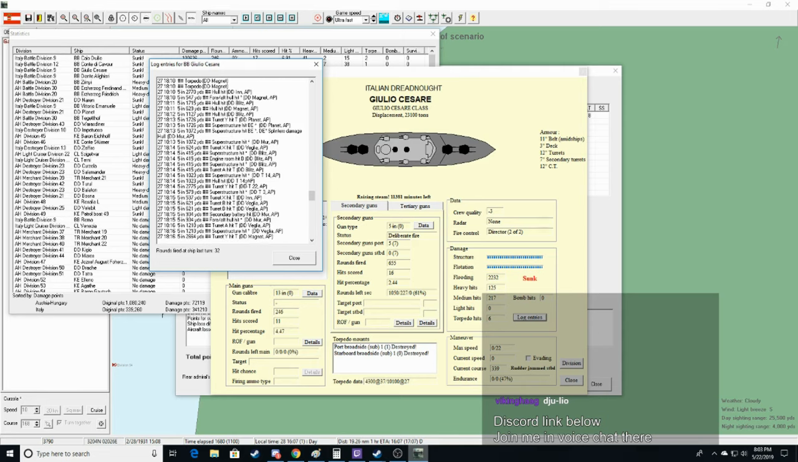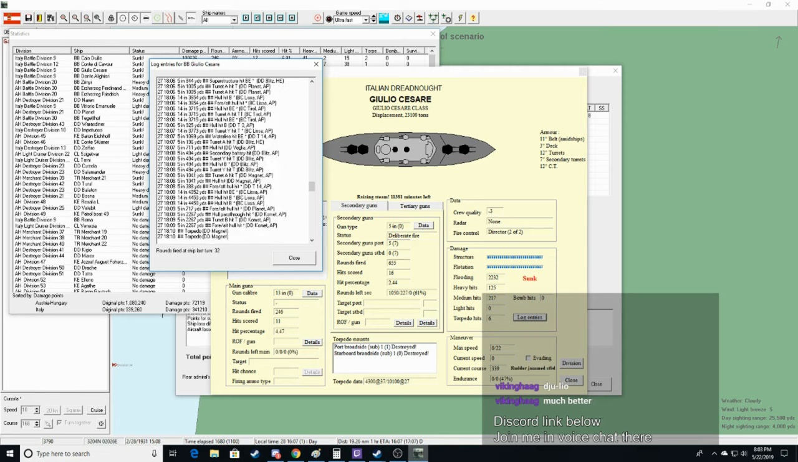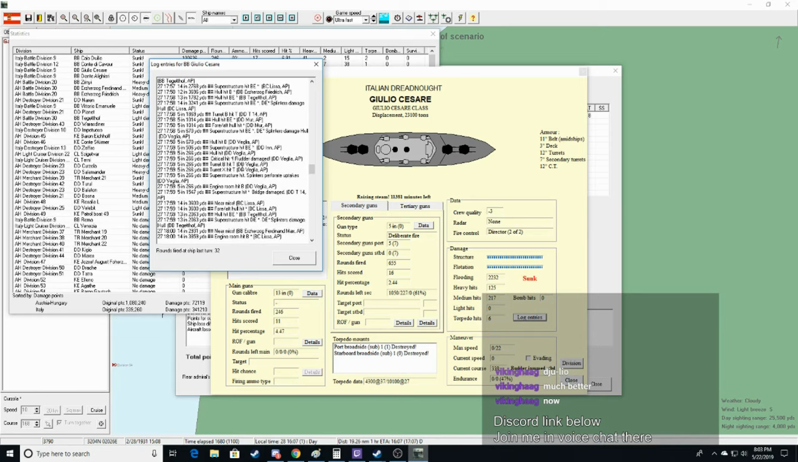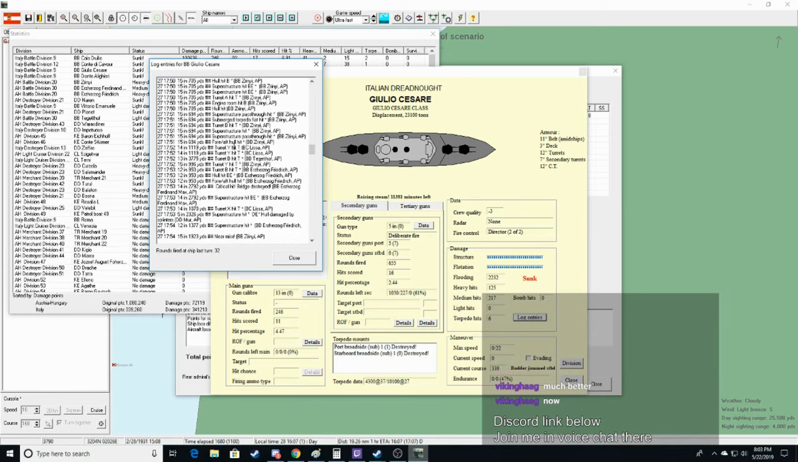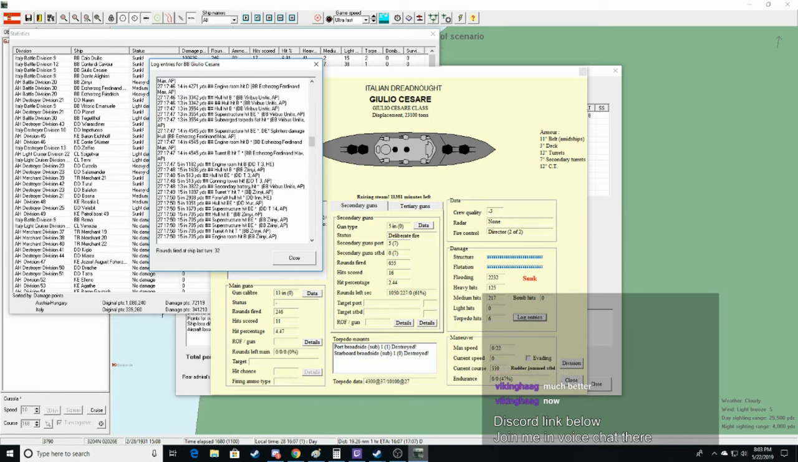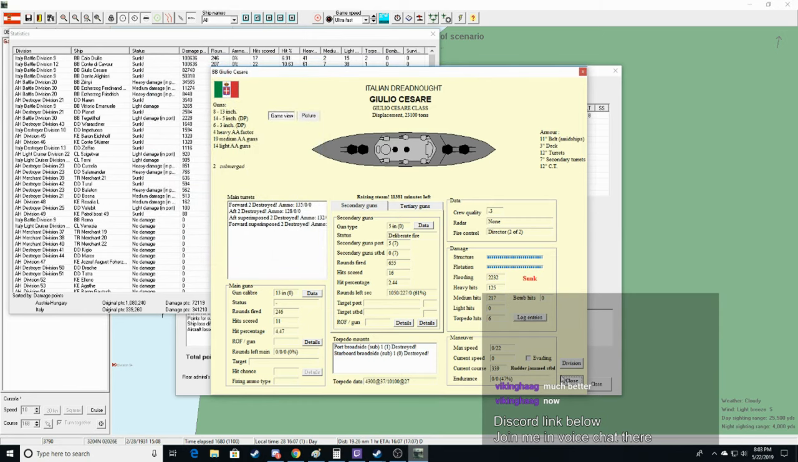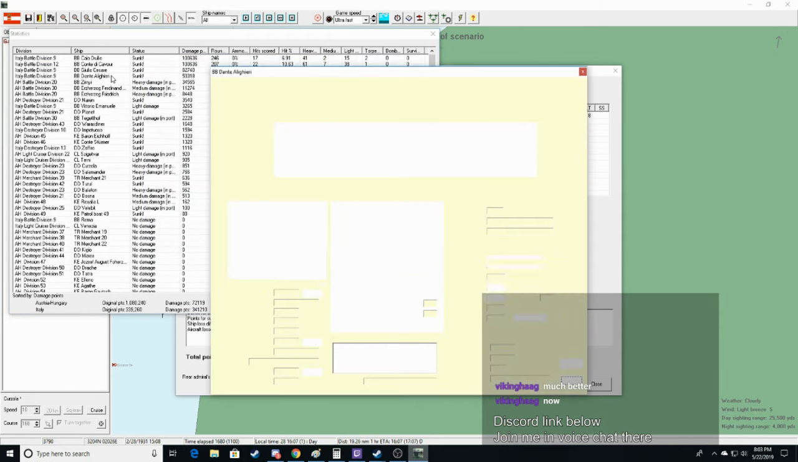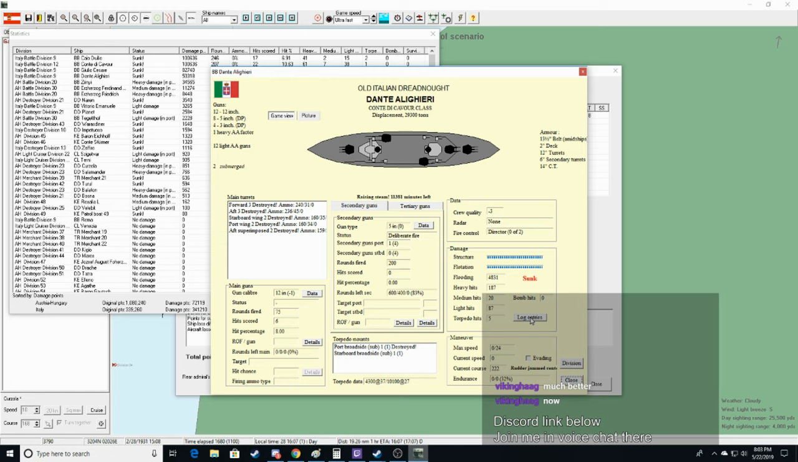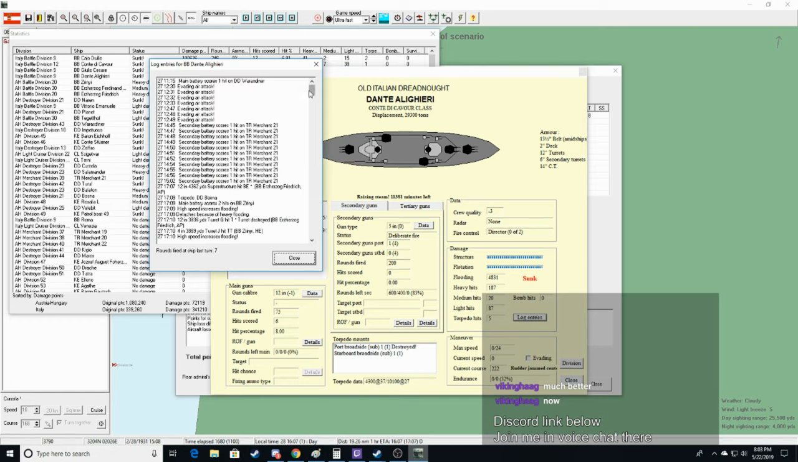Where is that last torpedo hit? Because we got the two from Magnet right there. We got the three from another one up here. There you go. Zrini scored a torpedo hit on Giulio Cesare.